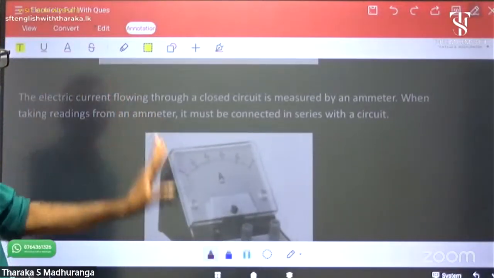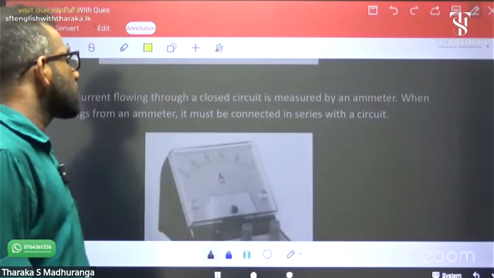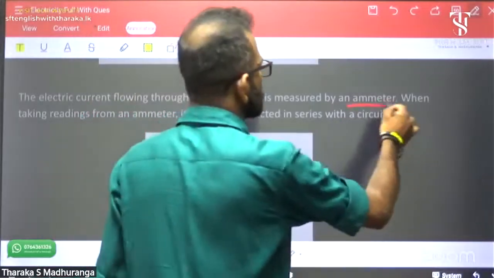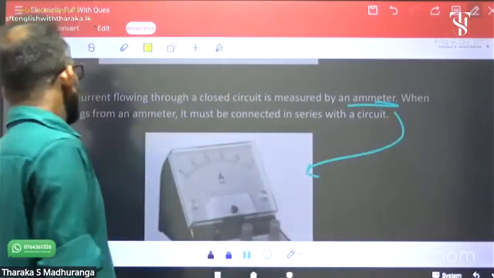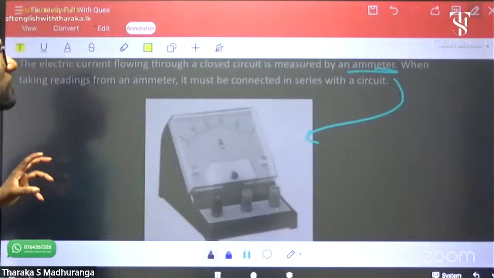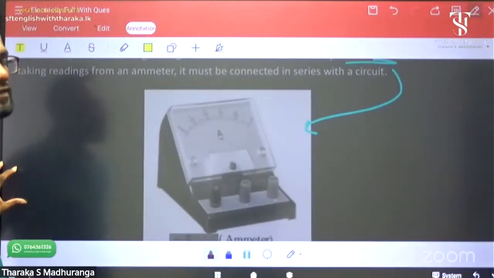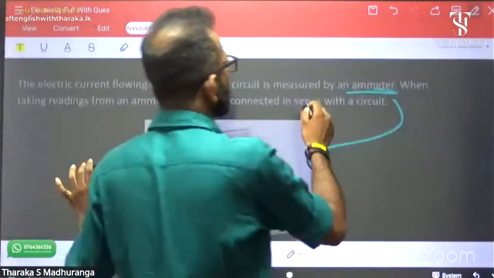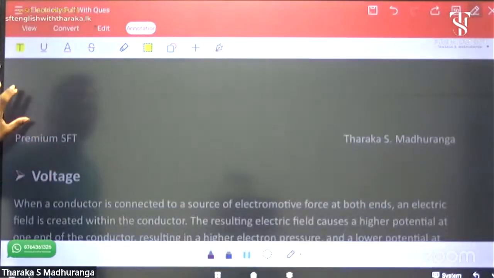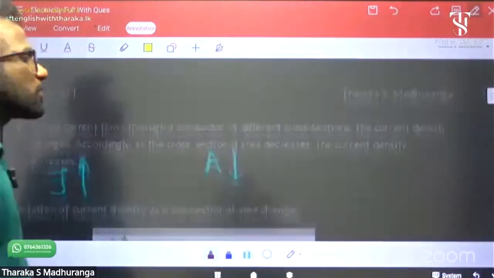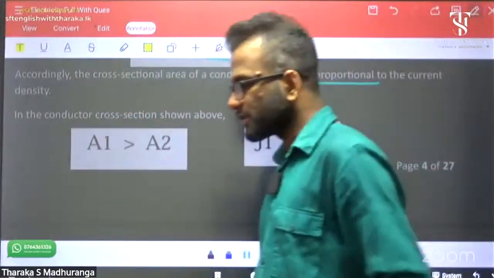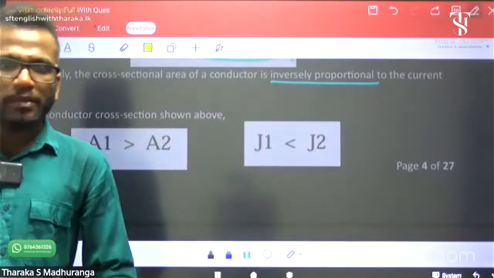Okay, that's a simple thing. The electric current flowing through a closed circuit is measured by using an ammeter. This is an ammeter. When taking a reading from an ammeter, the instrument must be connected in series. Okay, this connection method I will explain later. Okay, that's all about the basics of the current.